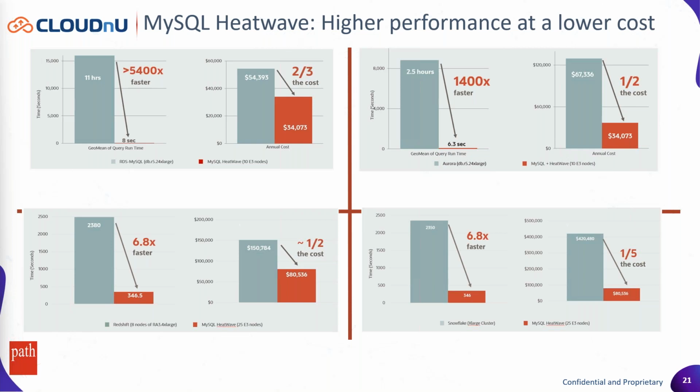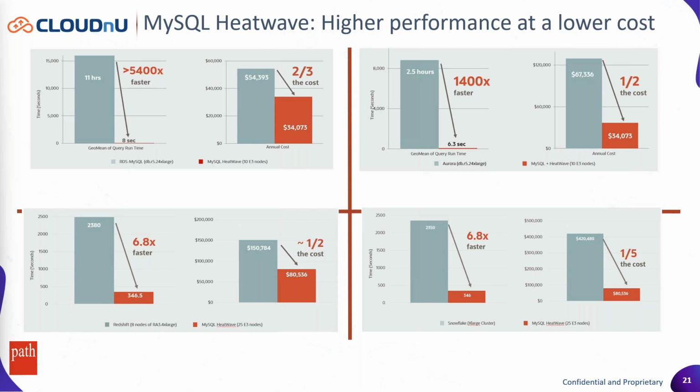For example, for Amazon RDS, we run 5,400 times faster for two-thirds of the cost. Yes, 5,400 times faster. For Amazon Aurora, it's 1,400 times faster at half the cost. Those are big numbers, but remember, they're just standard databases that people use, and then they would have to use Redshift in order to do analytics. Well, we did our benchmark against Redshift, 6.8 times faster at half the cost.